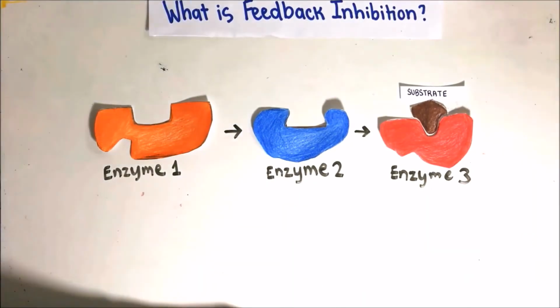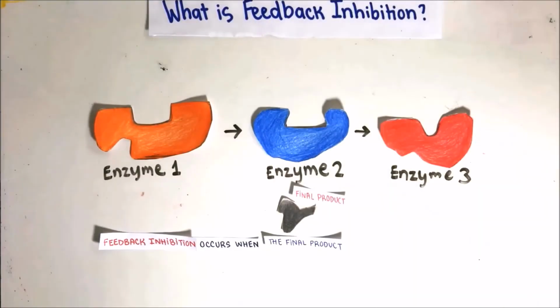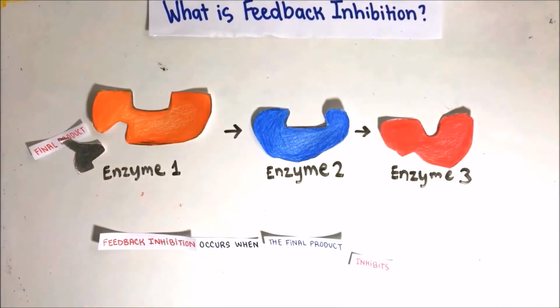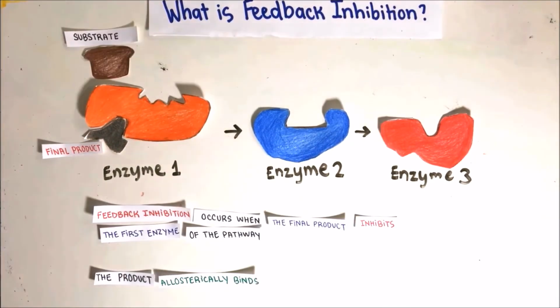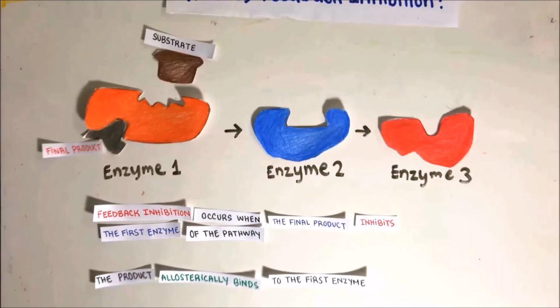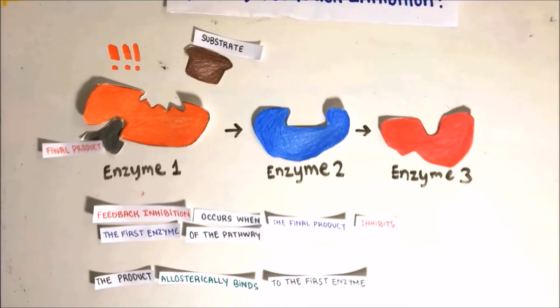Usually, the final product allosterically binds to the first enzyme and changes the shape of its active site. Doing so prevents the binding of the new substrates. Feedback inhibition helps the cell conserve its energy by preventing too much of the product from being made.